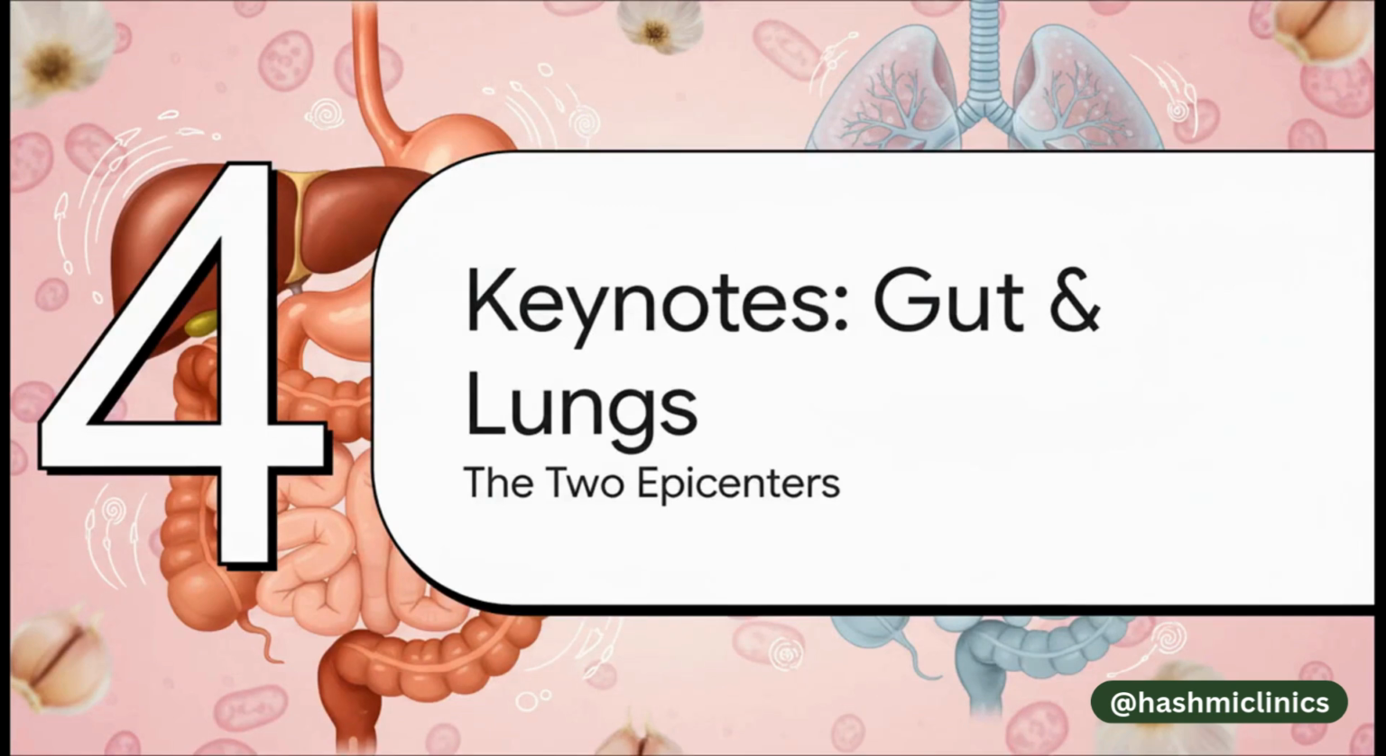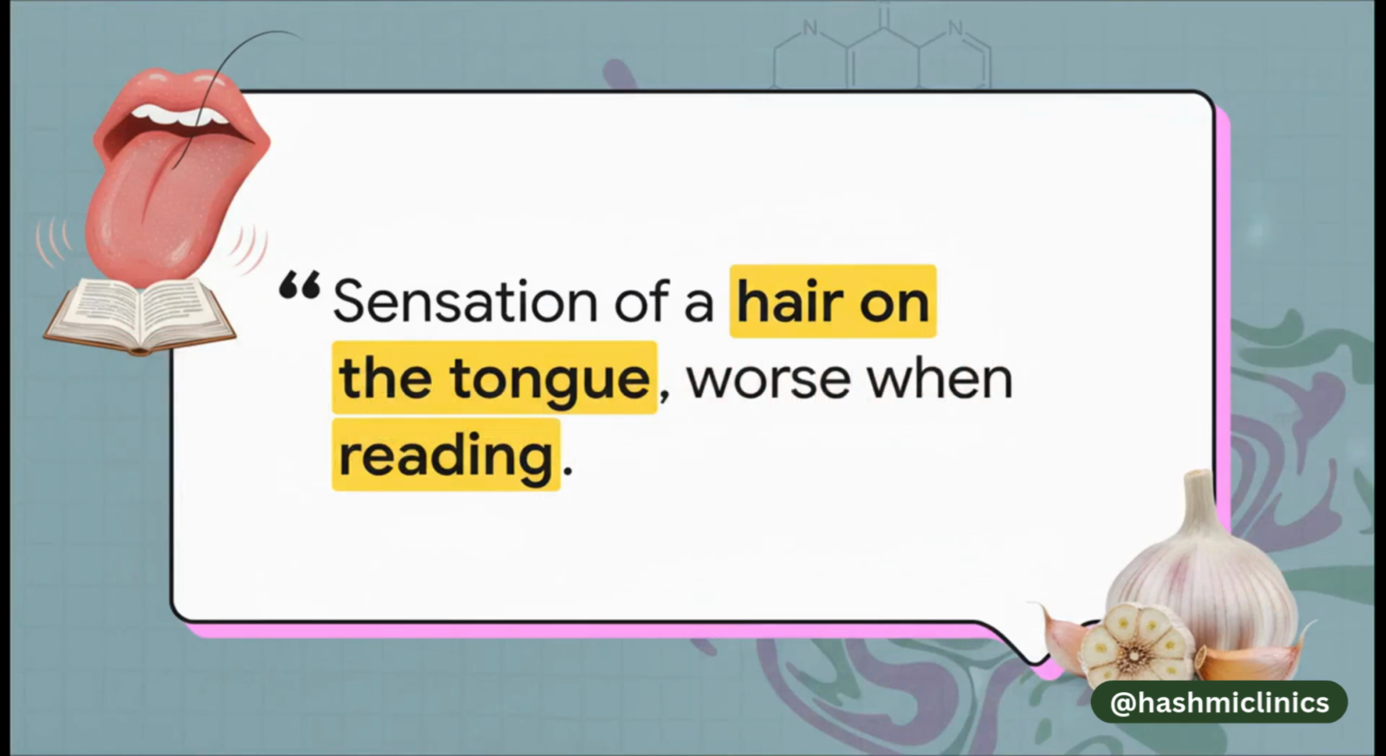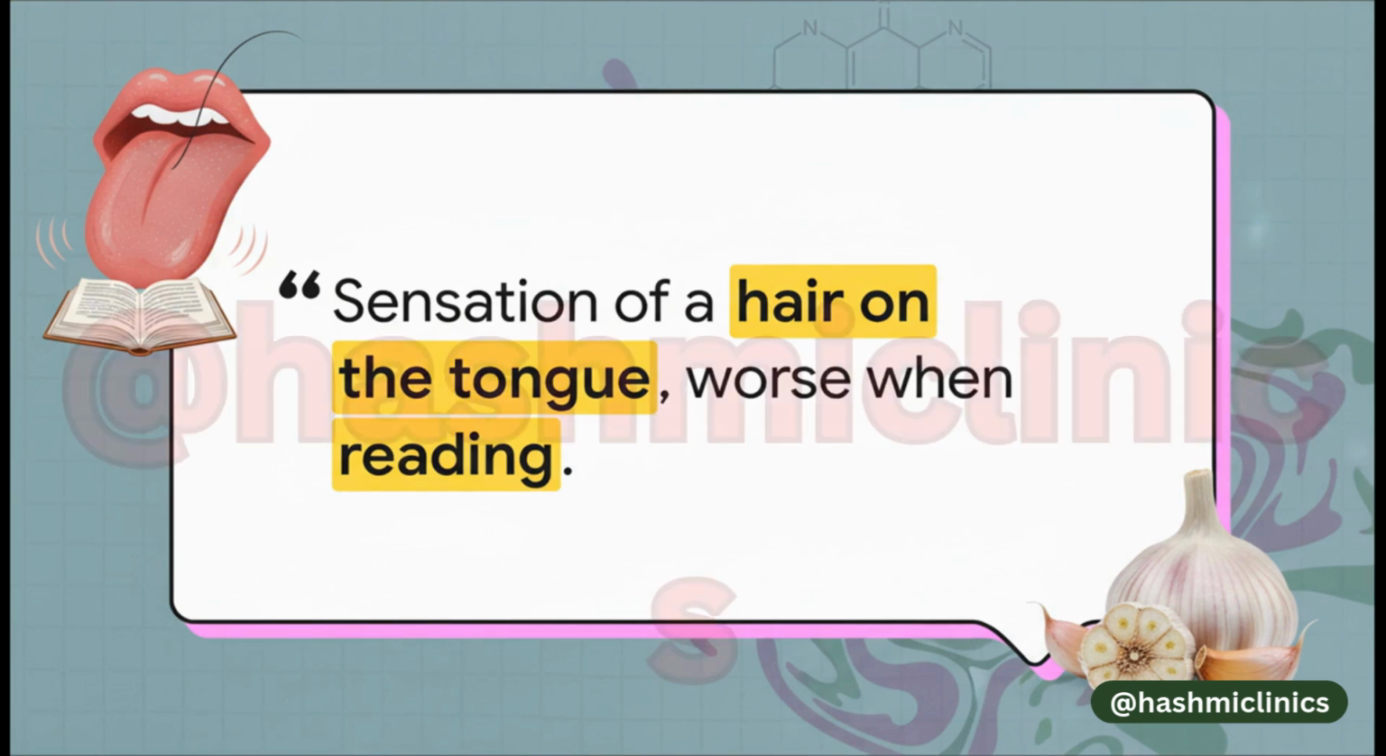The remedy's action is so powerfully centered on the digestive and respiratory tracts, and this is where we find some of its most peculiar, most guiding symptoms. And here it is. This is one of the most reliable guiding symptoms for Allium Sativum, a true, strange, rare, and peculiar symptom, the sensation of a hair on the tongue. But what makes it so unique to this remedy is the modality. It gets worse when reading. This is absolutely a question worth asking in a suspected case.